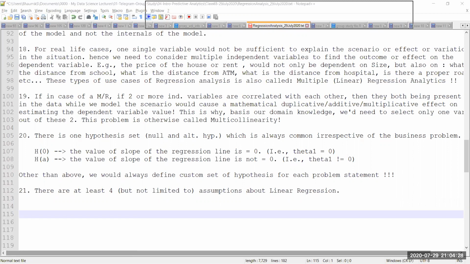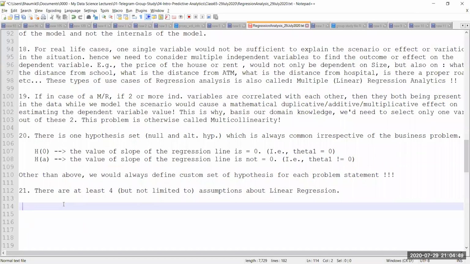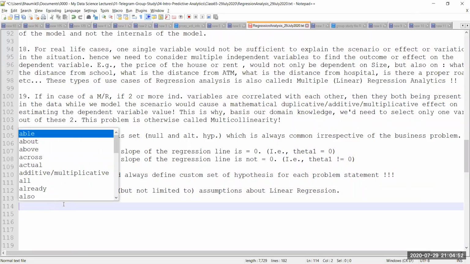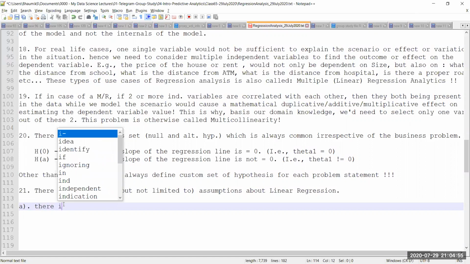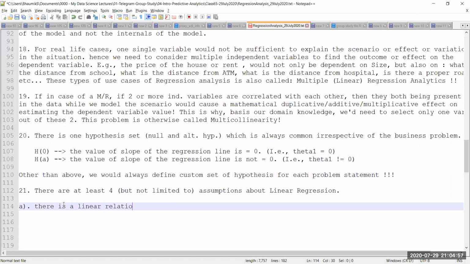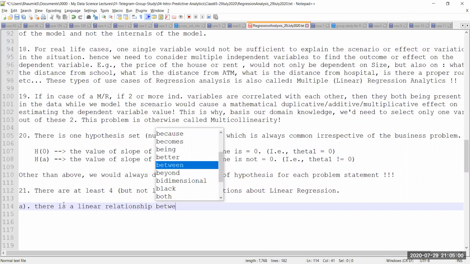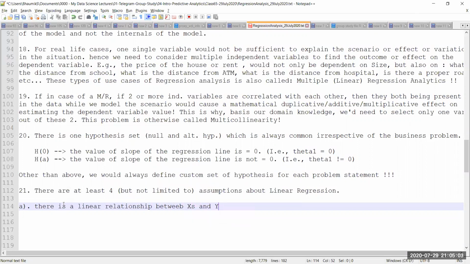The first assumption, give me 1 minute. I'm just trying to start my Jupyter notebook. Yeah, I've done that. Okay. Yeah. So let me just get back over here. Yeah. So at least there are 4 assumptions. The first assumption is there is a linear relationship between x's and y. Okay. This is the basic.